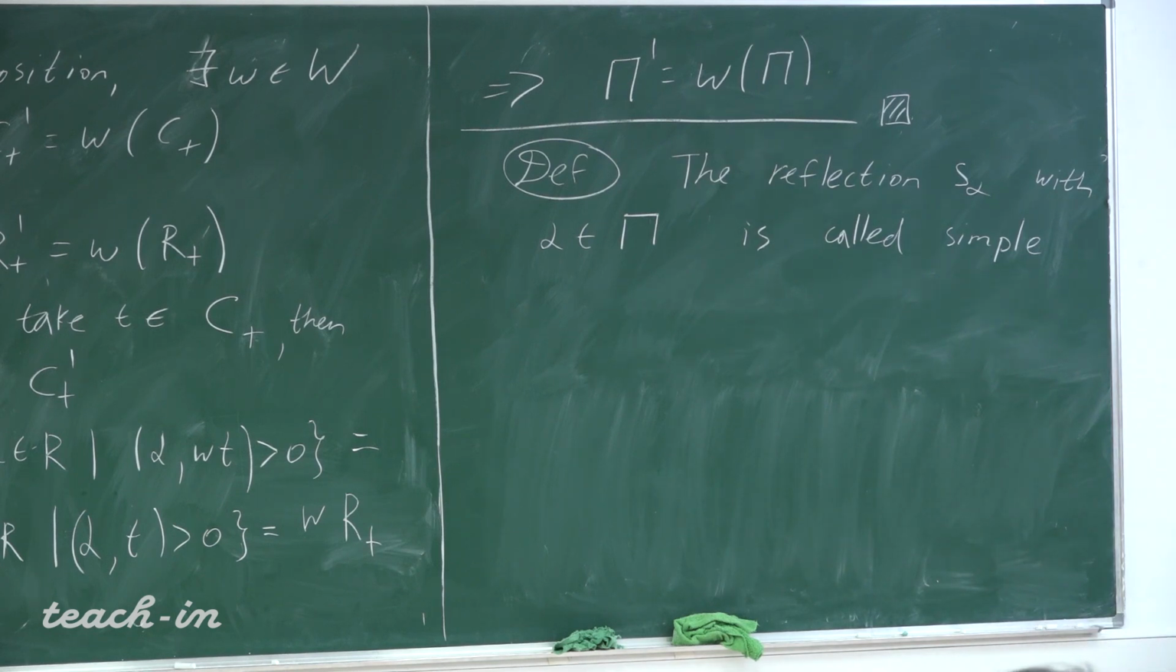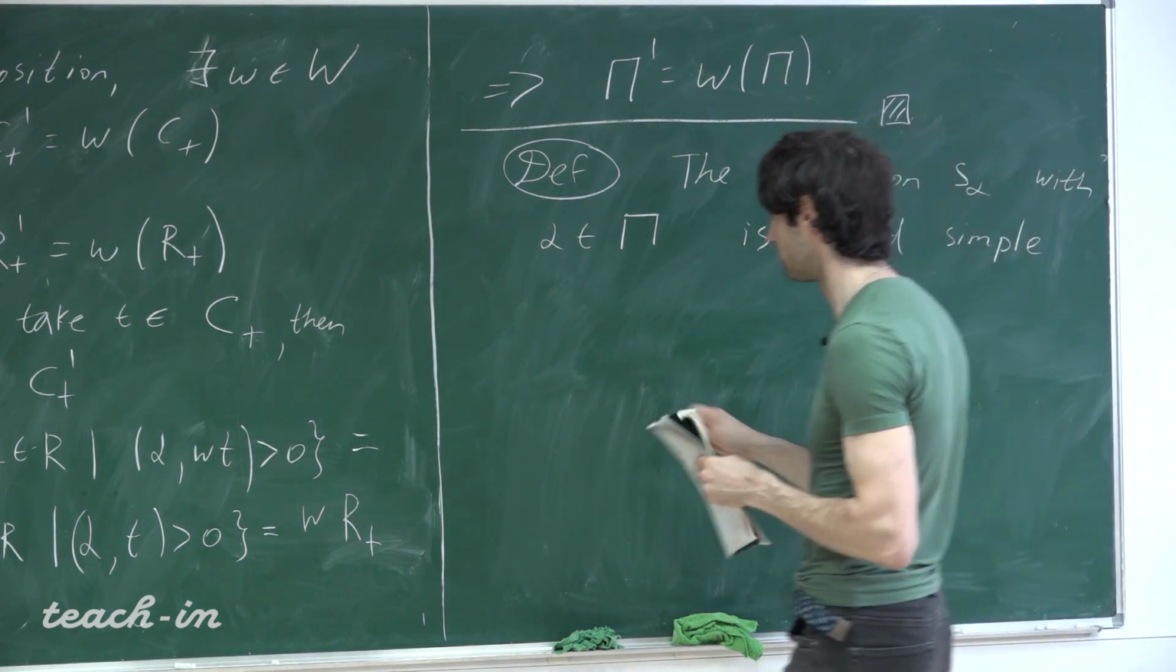Okay, so we kind of answered the question for which two choices of simple roots I have the same root system, right? So now the question is, if we have a set of simple roots, can we recover the root system? That's our next question. And for that, it's important to have this because we have the following theorem.